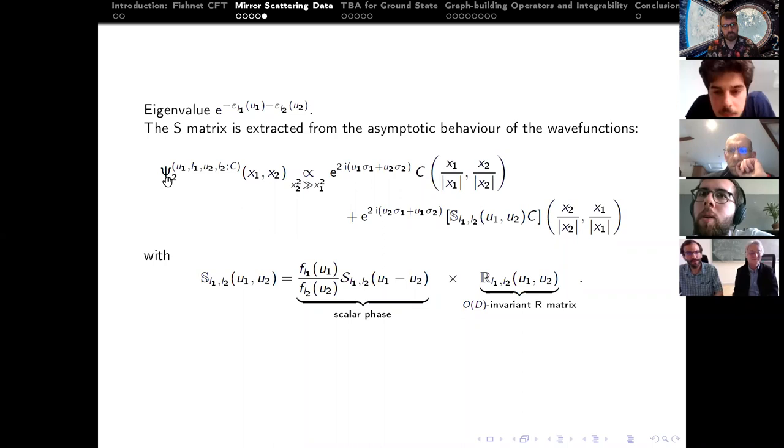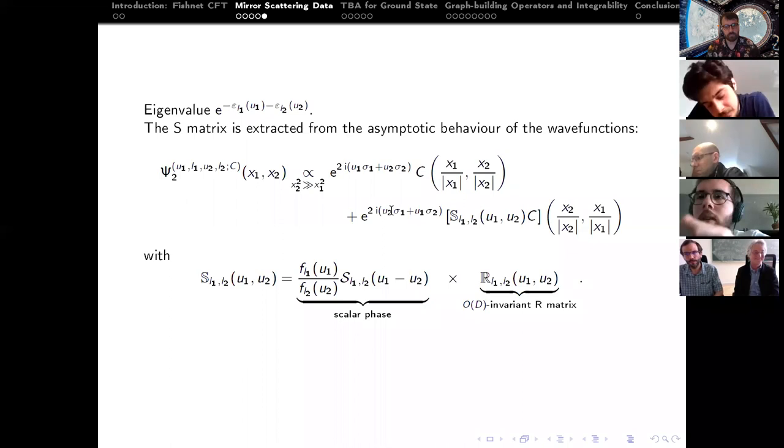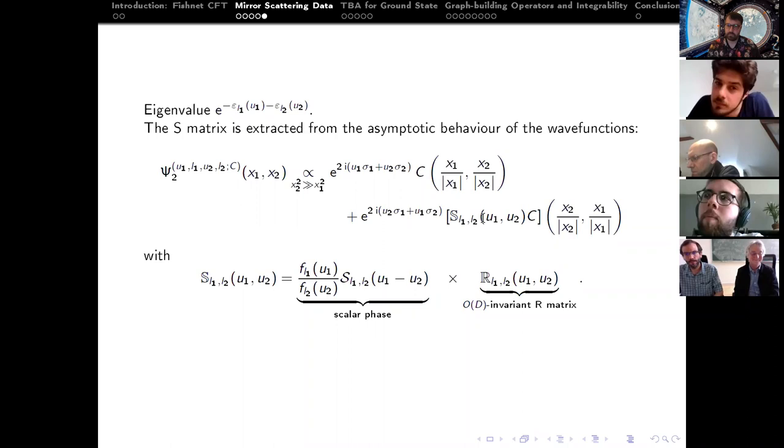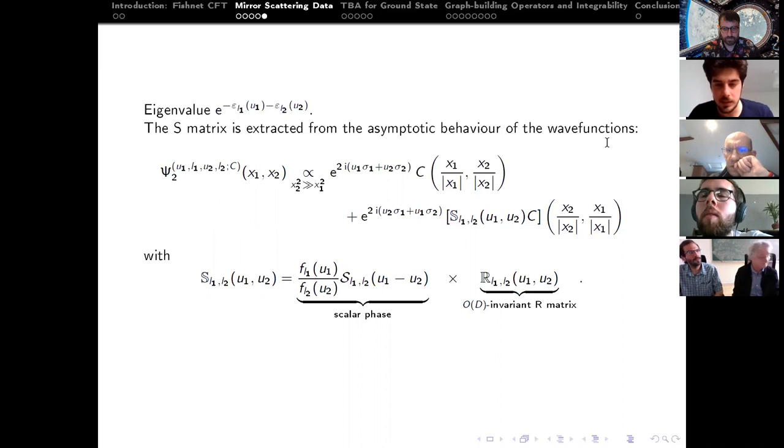And if you have more than two particles, say n, you would have a sum of n factorial terms, right? For each permutation of the particles, you would have a permutation of the momenta, and then the associated S matrix, the product of permutations. So for each layer you would have two indices, and when you take the asymptotics for n points, you have L1 and L2. So you have a product of many R matrices.